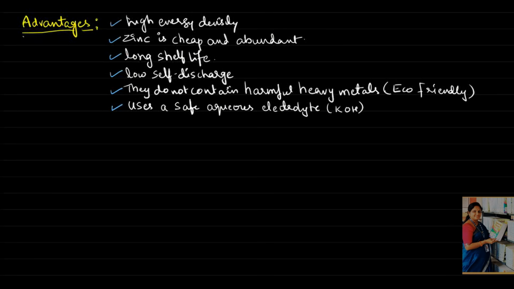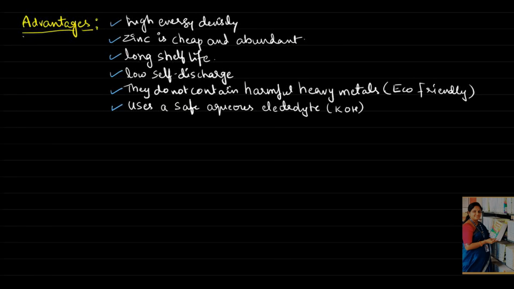Let us see the advantages of zinc-air batteries. They have high energy density, so they give power for a long time. And it is more abundant and cheap, so the battery cost is low. And they have long shelf life because they start working only when air enters the cell, right? And they have low self discharge rate, so they do not lose charge quickly during storage. And they are environment friendly because they do not contain any harmful heavy metals. And mainly we use an aqueous potassium hydroxide as electrolyte, so that is relatively safe.